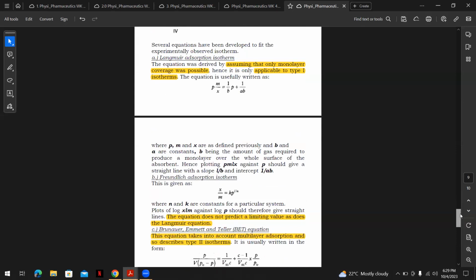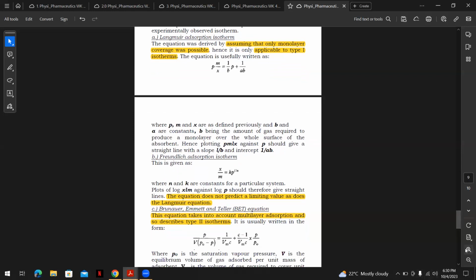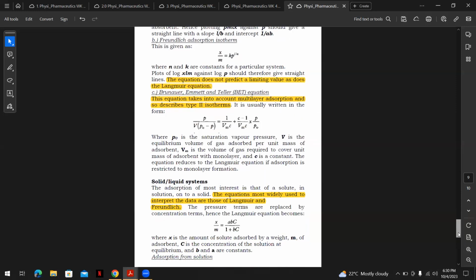And then we talked about the Langmuir adsorption isotherm. This is applicable to type 1 isotherms. The Freundlich adsorption isotherm does not predict a limiting value, as does the Langmuir equation, but the BET describes type 2 isotherms. They're just equations, so not really important.